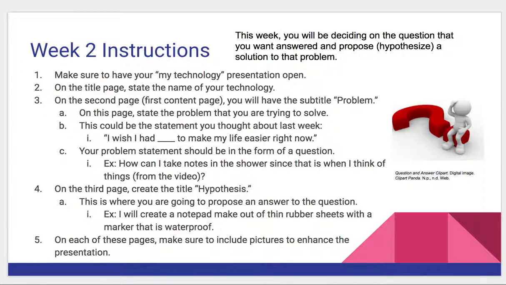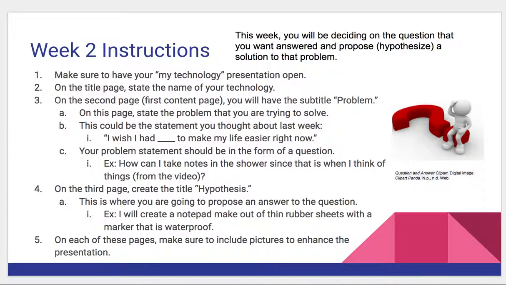Welcome back to Grade 3 of the Science Fair, or Engineering and Design. This is your last unit of the year. This week we'll be continuing with our presentation that you should have started last week on your technology. So make sure that you have your technology presentation open.